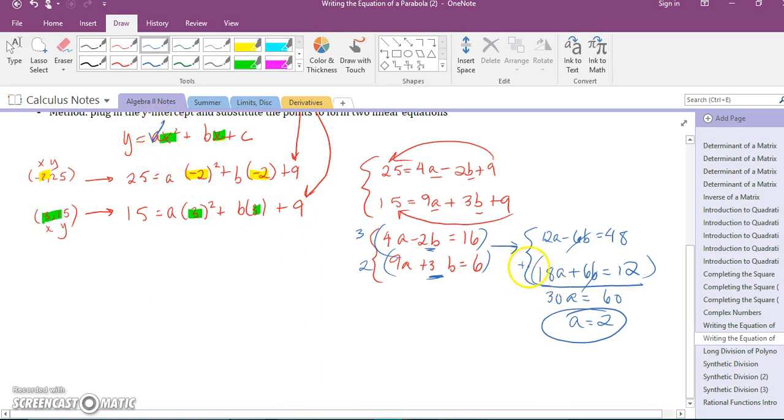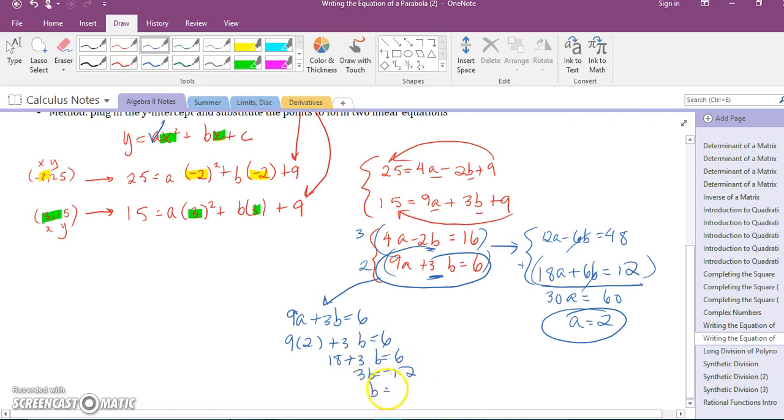Now I'm going to need to find b. So let's take this equation right here and use it to find b. So I have 9a + 3b = 6. Well, I know what a is. And I can go ahead and isolate it. Subtract 18 from each side, so 3b will be -12. Divide by 3. b is -4. Check. And, well, they gave me c.